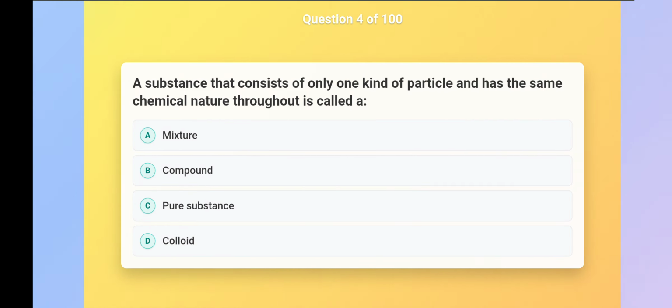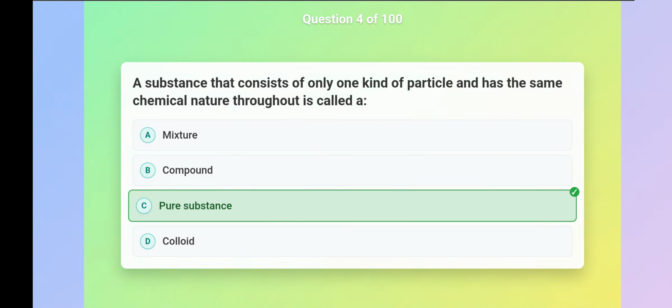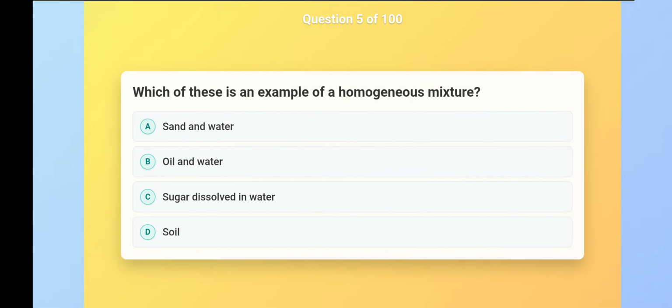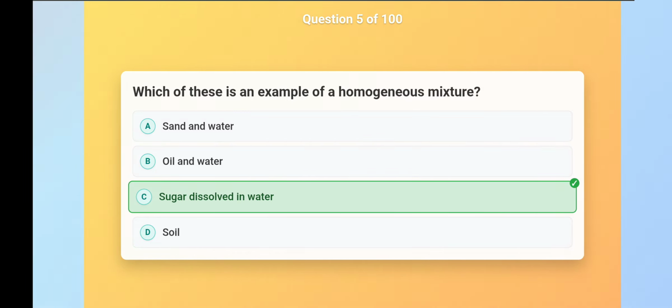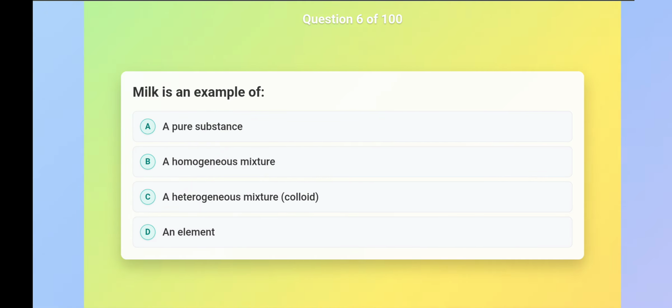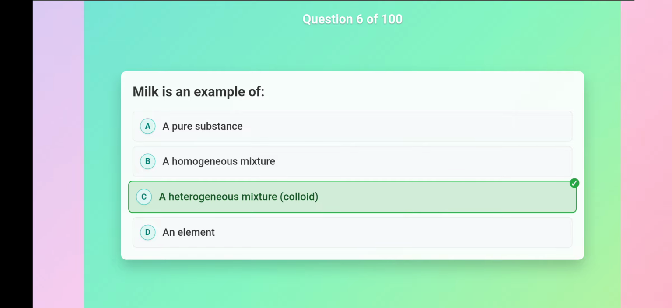A substance that consists of only one kind of particle and has the same chemical nature throughout is called a pure substance. Which of these is an example of a homogeneous mixture? Sugar dissolved in water. Milk is an example of a heterogeneous mixture, colloid.